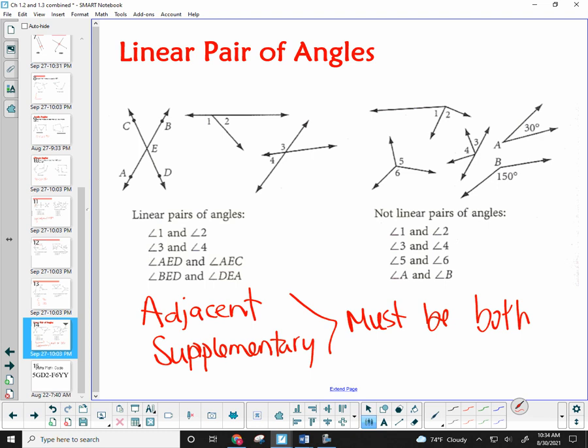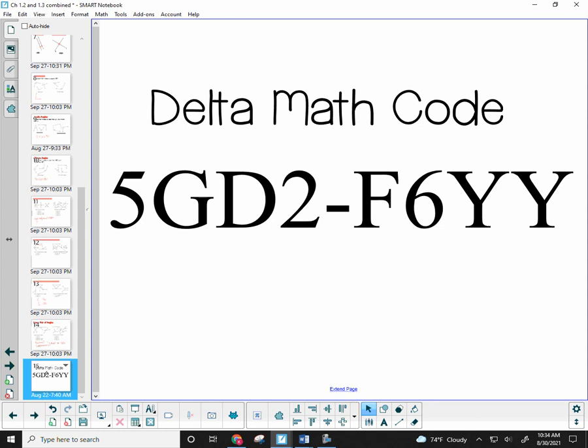All right, so I feel like a lot of those terms were reviewed for you, a couple maybe new. Your homework tonight is going to be a lot about vocabulary and practicing with that. Your homework is on Delta Math. Here is your code for Delta Math. It's a little bit different this year. If you already have an account, just log in, and then you can go up to schools and insert our class code.